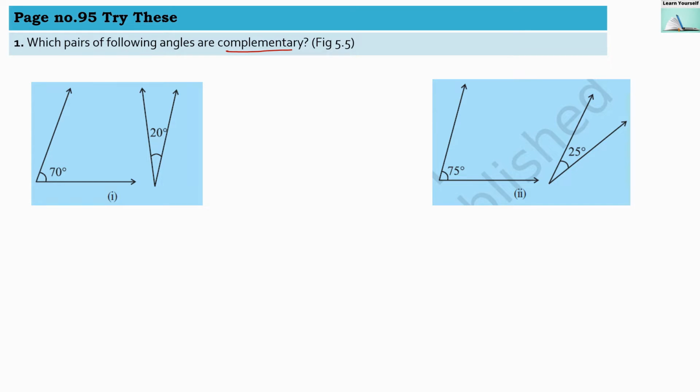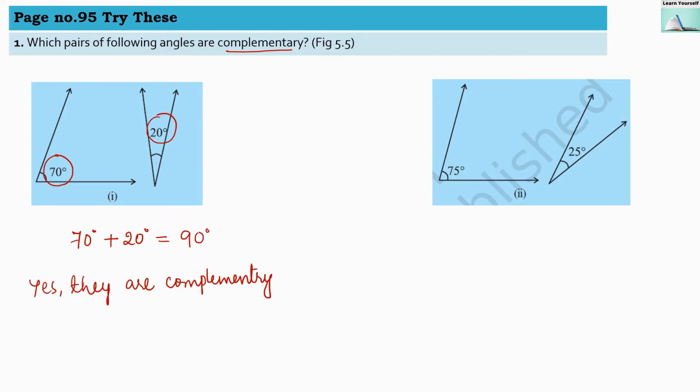Otherwise, they are not. So let us check for the first example. Here we have two angles, 70-degree and 20-degree. Let us add them, 70-degree and 20-degree. So yes, our answer is 90-degree. That means they are complementary. Second example. We have two measures here, 75-degree and 25-degree. Let us add them. 75-degree plus 25-degree will give us 100-degree. So they are not complementary angle.